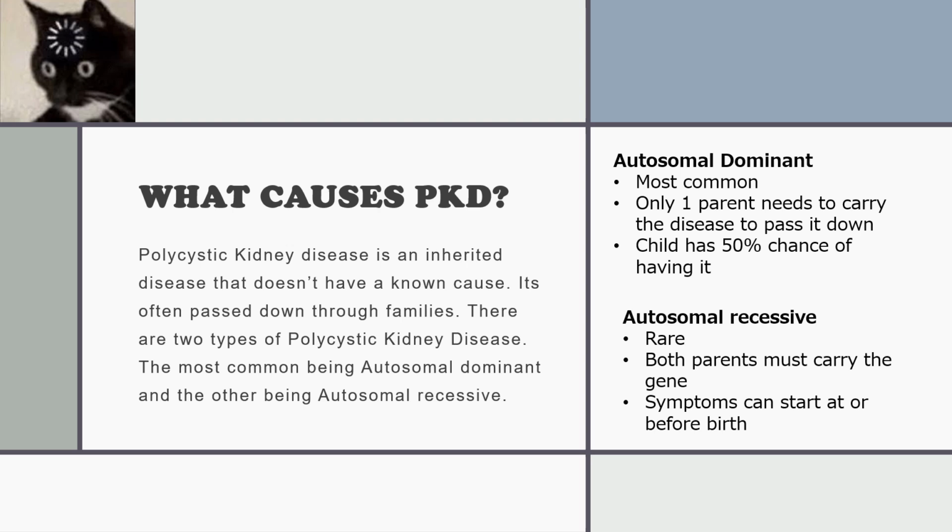The child has a 50% chance of having it, and it typically shows up between the ages of 40 to 50 years old. The least common and rare type is the recessive, where both parents have to carry the gene. Symptoms can start either at or before birth, and like I said, it's really rare to have that one.